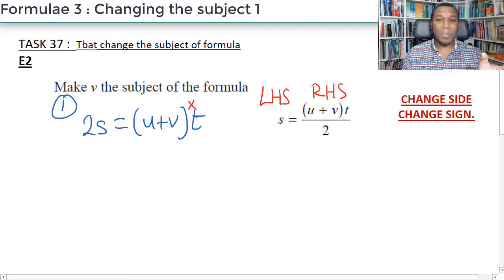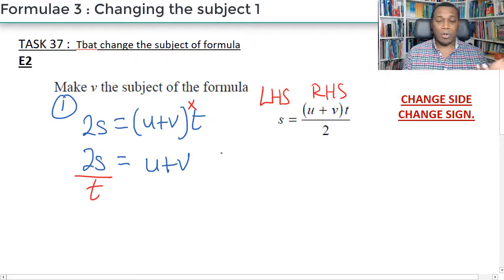So that multiplication by t on the right has to go over to the left. And if we change the side, we change the sign. So multiplication becomes division. I now will write 2s divided by t is equal to u plus v. Because it's no longer being multiplied by a term on the outside, there's no need for the brackets. So brackets are gone. It's just u plus v.